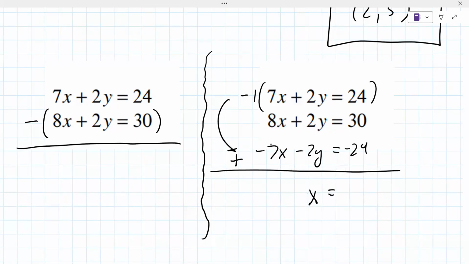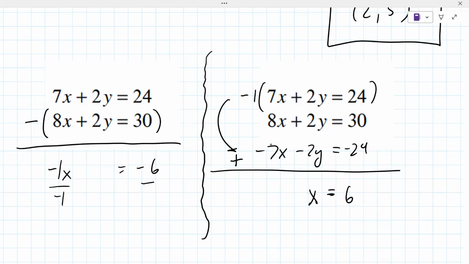1x, and then 0. It would be 0y. Oh yeah, so sorry, you already put that x. And then +6. But all right, so I'll do the one on the left here. This 7x minus 8x is minus 1x. 2y minus 2y is 0. 24 minus 30 is -6.